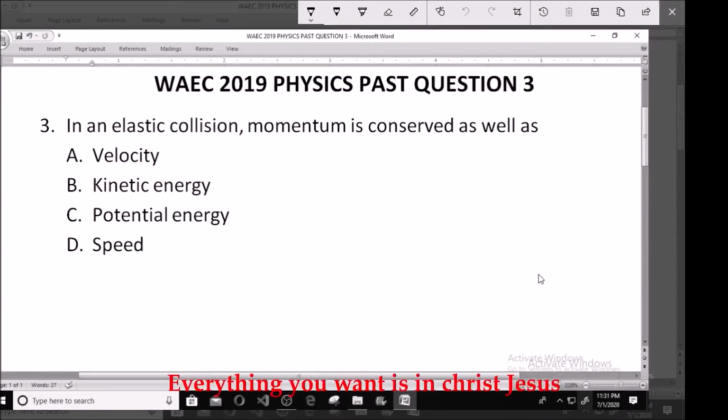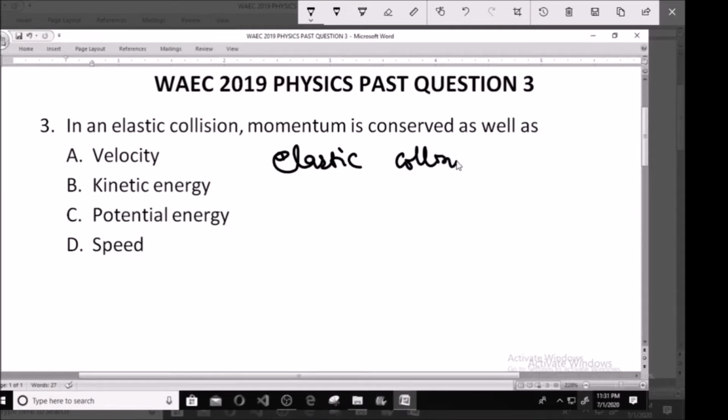WAEC 2019 physics past questions. Question number 3. In an elastic collision, momentum is conserved as well as A. velocity, B. kinetic energy, C. potential energy, D. speed. An elastic collision is a form of collision where there is no loss in kinetic energy. So whenever you have what we call an elastic collision, it simply means a collision where there is no loss in kinetic energy.